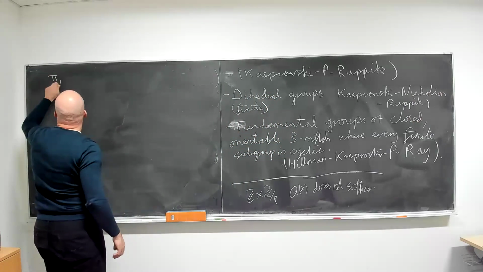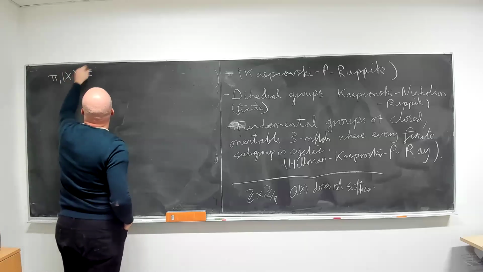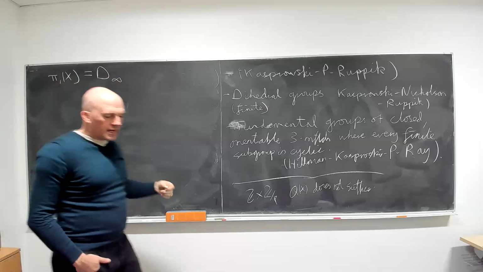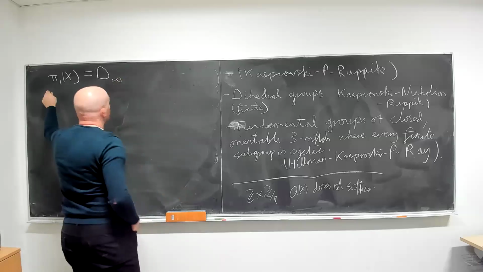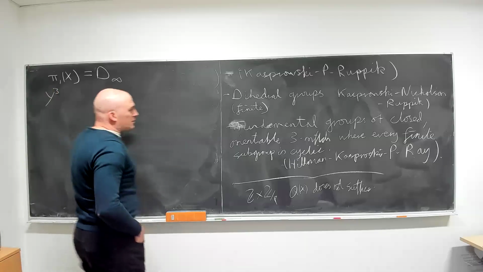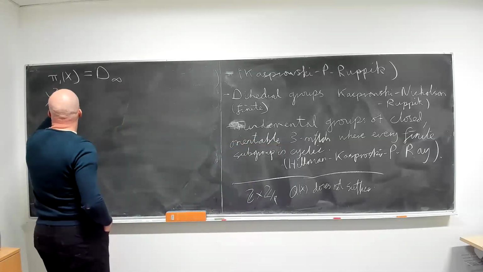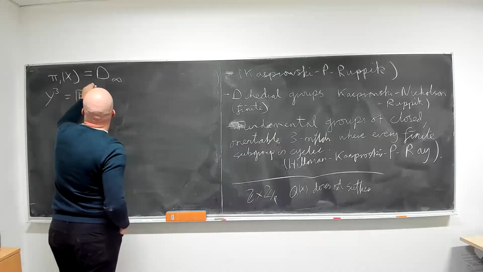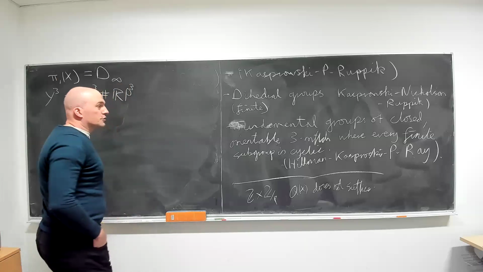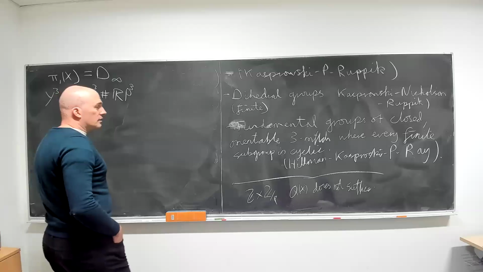I want to instead restrict to the infinite dihedral group. This is a special case of this theorem, because if I take the connect sum of two copies of RP3, that's suddenly a closed orientable three-manifold where finite subgroups are cyclic.